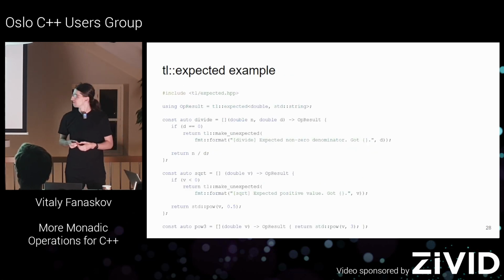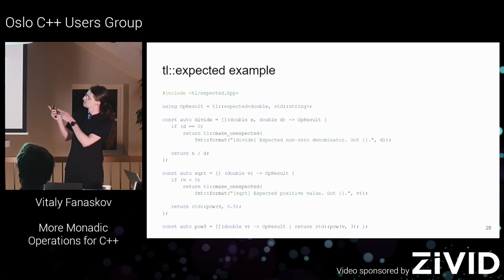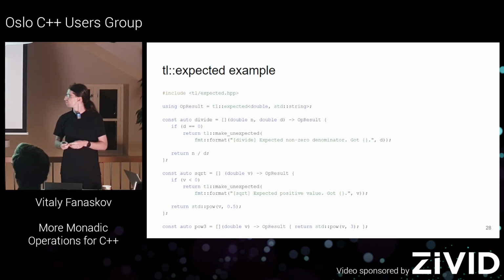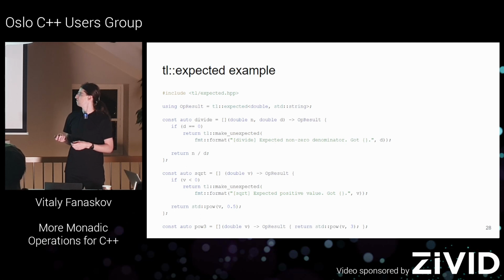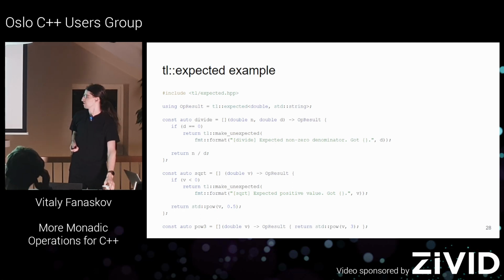So, an example with tl::expected. We have absolutely the same, or super close, code structure as we had with exceptions before. But what I want to do is create a type, OperationResult, which is tl::expected of double and string. Double will be for values and string for errors. As you may notice, all functions also return this OperationResult. So if, say, the denominator is 0, we return something unexpected. There are helpers or additional machinery to wrap it to make it unexpected. If not, we divide. The same for square root, and power of 3 is just power of 3. We assume it can never fail.